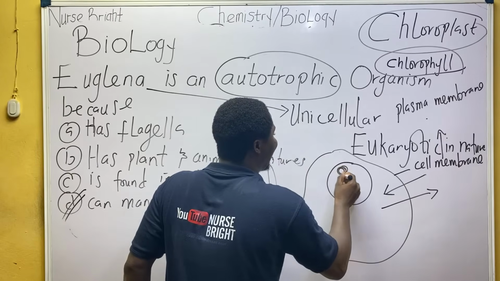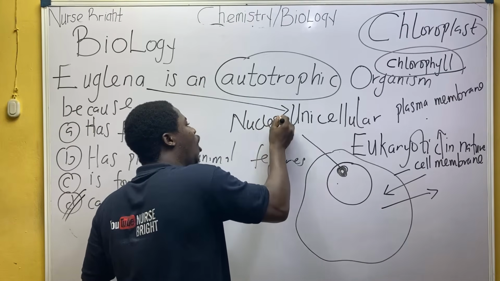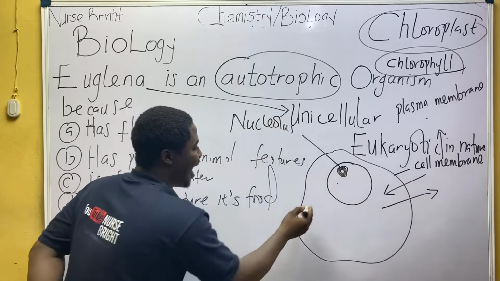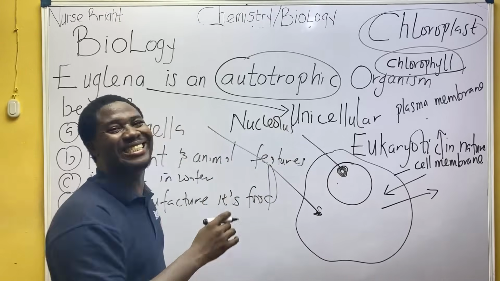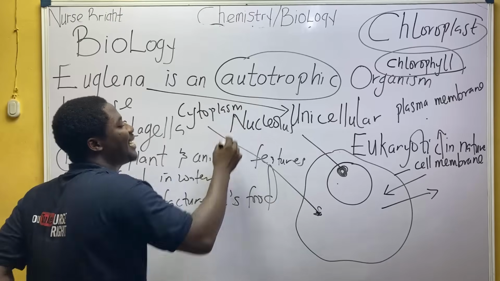Not just that, you should have a well-defined nucleus. This is the nucleus, and the dense part of the nucleus is called the nucleolus. The nucleolus. Are you there? This one is the nucleus, the dense part is called the nucleolus, and this empty space that is jelly-like is called the cytoplasm. So all cells should basically contain these three parts.